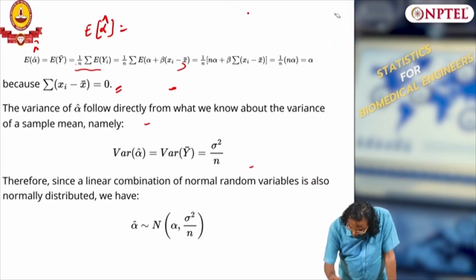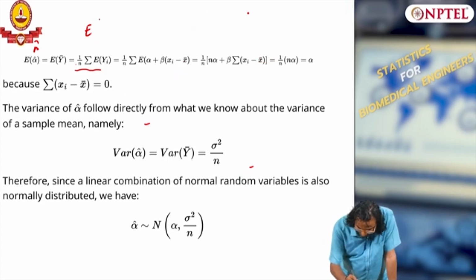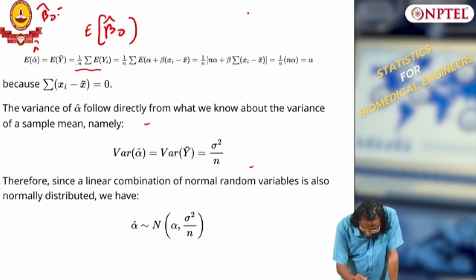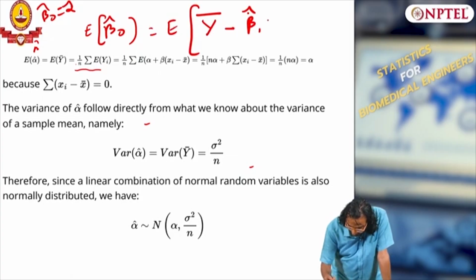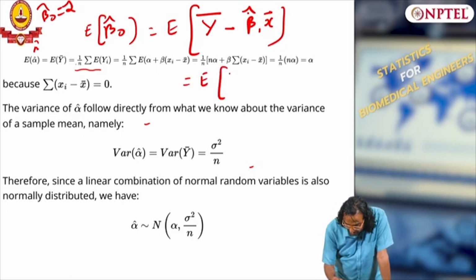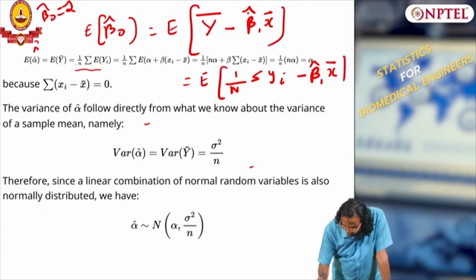So what is beta naught? We talked about beta naught, so let us keep it as beta naught hat, which equals alpha hat. Okay, the expectation of beta naught hat equals y bar minus beta 1 hat times x bar. So what is y bar? y bar is nothing but 1 over n summation y_i, minus beta 1 hat times x bar.